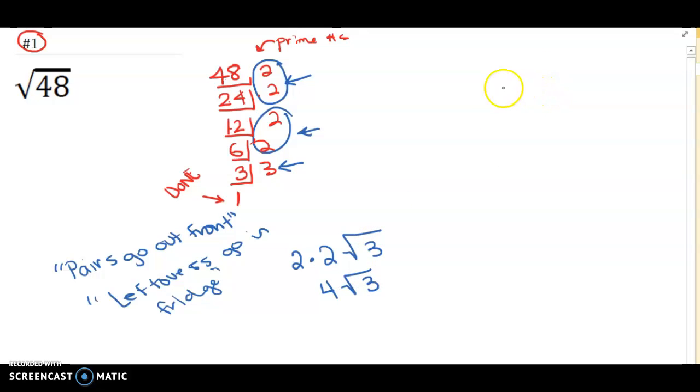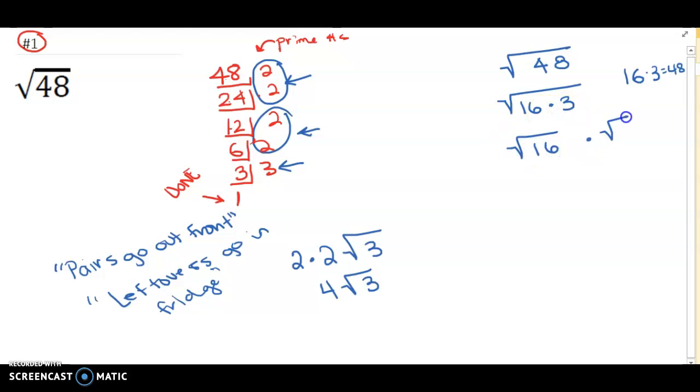Okay, if you wanted to do this the other way, you'd have square root of 48, and this is where your math skills have to be pretty good. 16 times 3 is 48. Okay, so I can change this to square root of 16 times 3, because 48 is equal to 16 times 3, and then I can separate this, square root of 16 times square root of 3. My square root of 16 is 4. My square root of 3 doesn't simplify. I would get the same both ways.